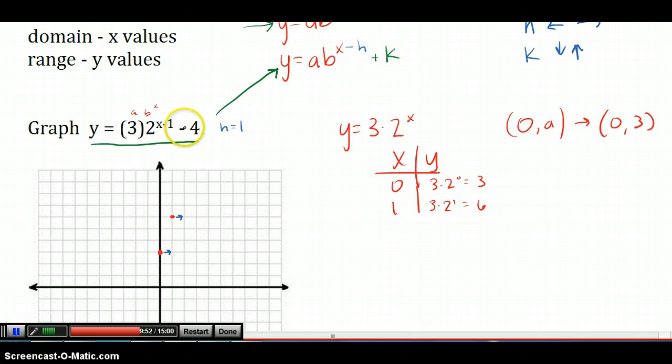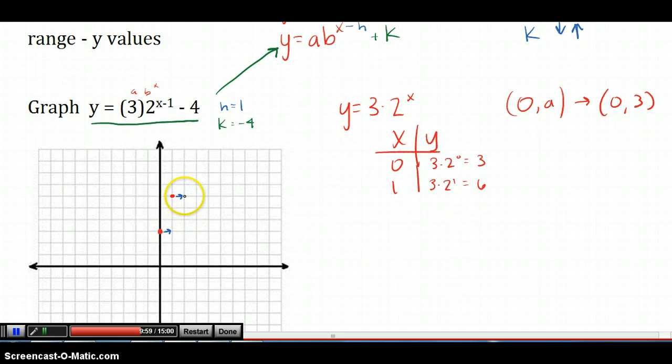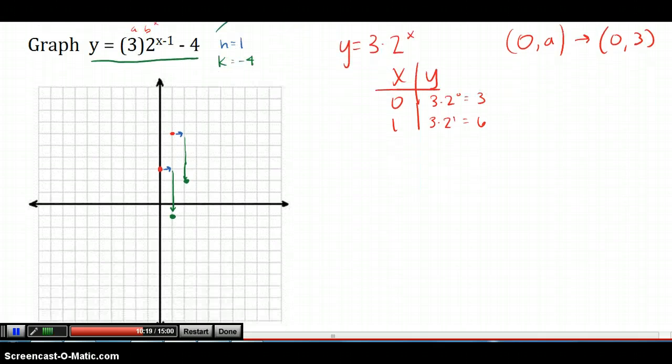Look at k now. Plus k. We have minus 4. So our k equals -4. That means your points are going to move down 4. So I'm going to go down 1, 2, 3, 4. And 1, 2, 3, 4. So your new points are right here and right here. Now draw your curve based on those 2 new points. So your curve looks something like this.